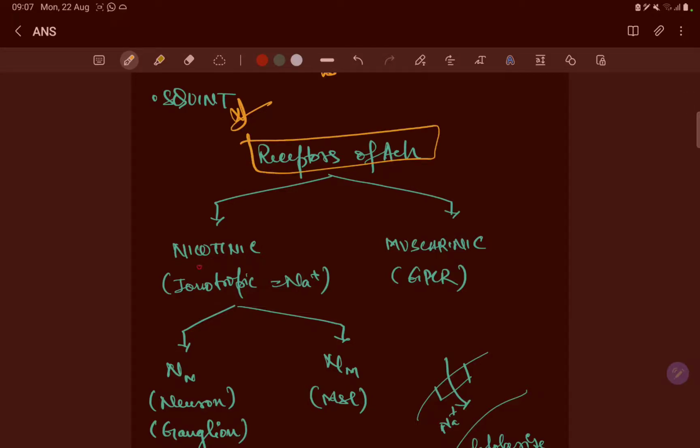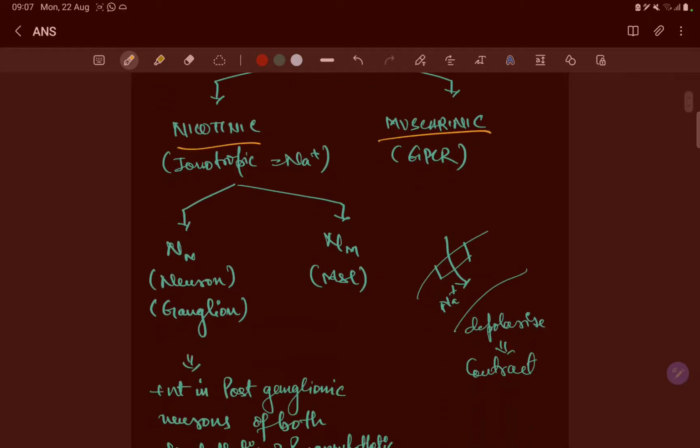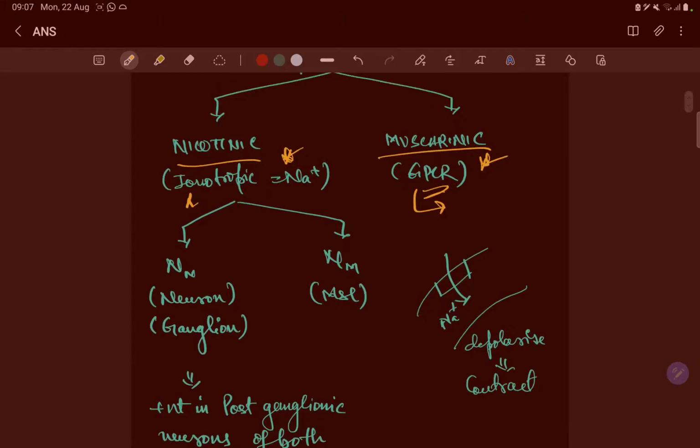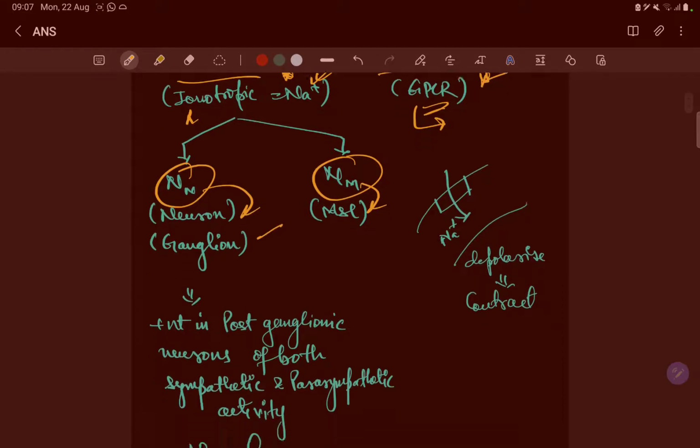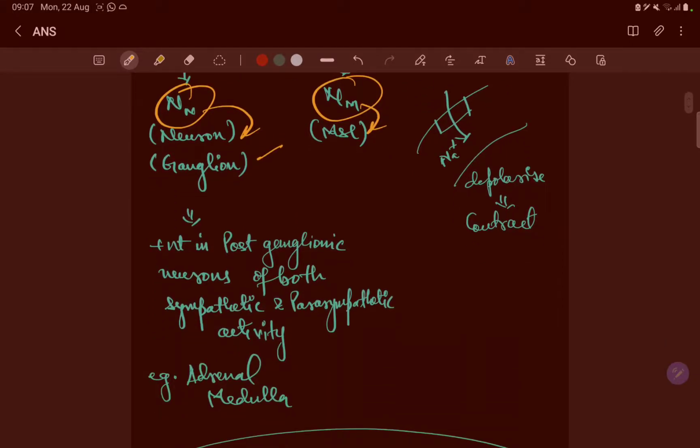The receptors of acetylcholine are nicotinic and muscarinic, as we have seen. Nicotinic is ionotropic and muscarinic is the GPCR, as we have seen in the general pharmacology video. The muscarinic are GPCRs, G protein coupled receptors, and ionotropic means sodium channel based, and the nicotinic receptor is the ionotropic receptor. So it is the NN and NM, M for muscle and N for neuron or ganglia. NN is present in the ganglia or neuron.